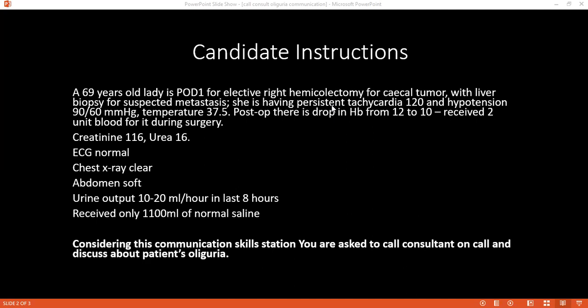Right, good. So manage the patient accordingly. And if I need to come down, or if the consultant needs to come down, let the consultant know.